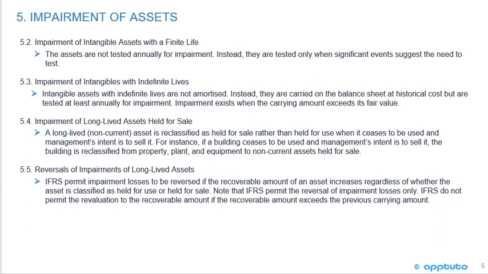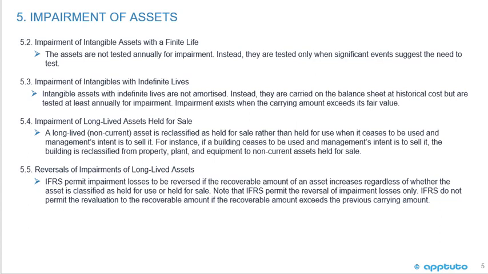Moving on to impairment of long-lived assets held for sale. A long-lived, non-current asset is reclassified as held for sale rather than held for use when it ceases to be used and management's intent is to sell it. For instance, if a building ceases to be used and management's intent is to sell it, the building is reclassified from property, plant, and equipment to non-current assets held for sale.